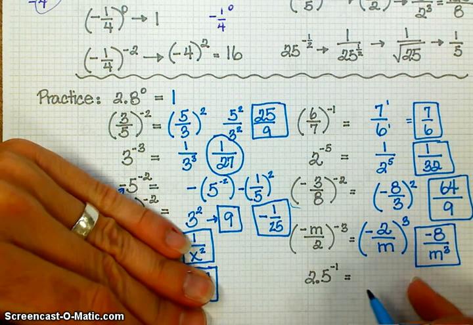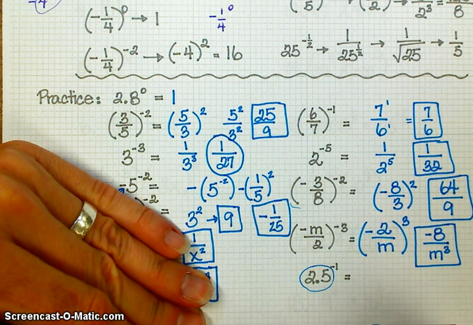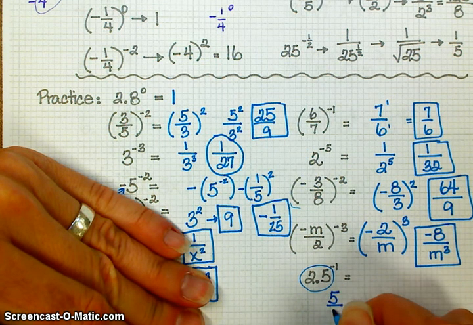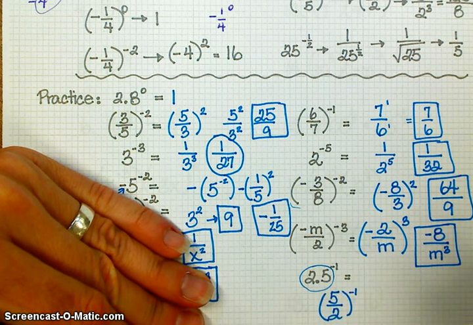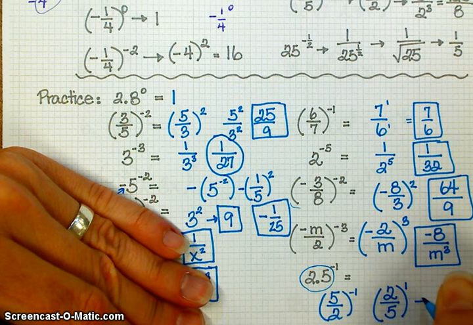Okay. 2.5 to the negative 1. I'm going to go ahead and just say, you know what? 2.5 is the same as 5 halves. So 5 halves to the negative 1 power. But to get rid of the negative part of the exponent, flip. So that's 2 over 5 to the first power, which is really just 2 over 5. Okay.